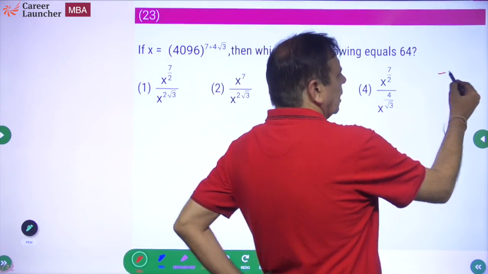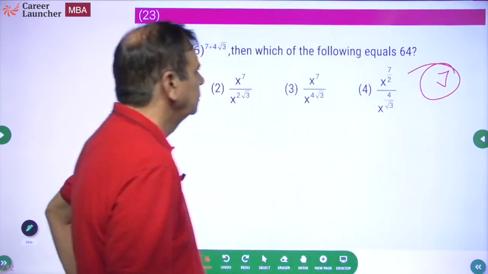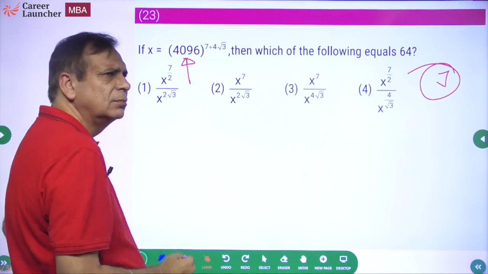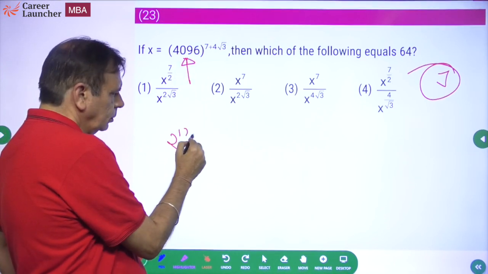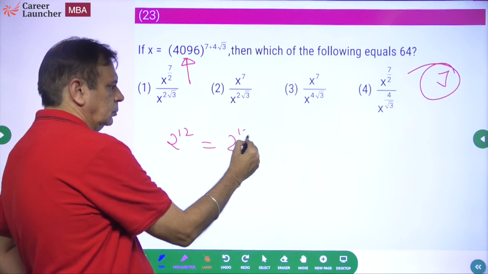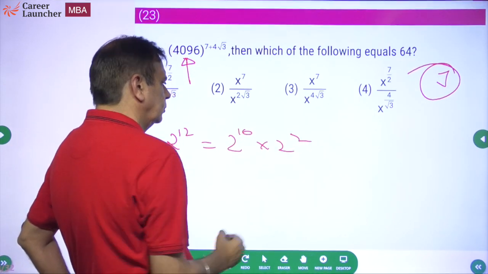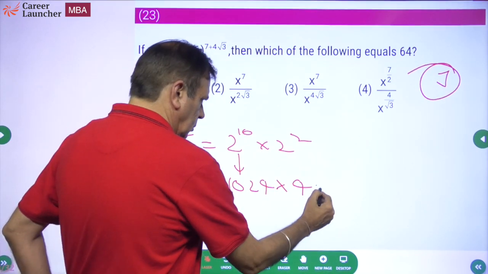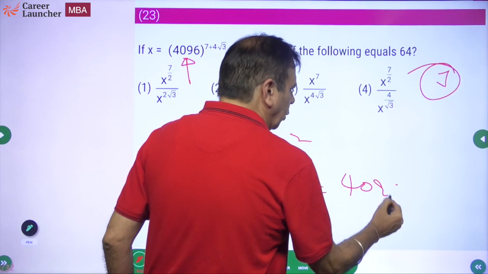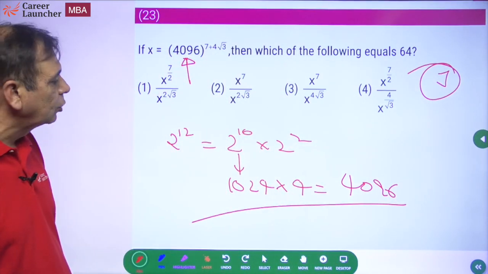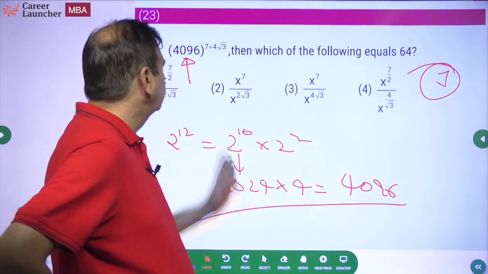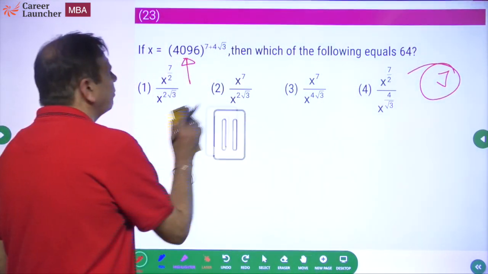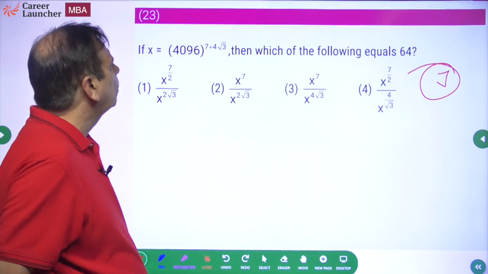Yes, this is a slightly difficult question, but let's see. Jugaad. Do you remember what this is? I hope you remember, because this stuff is something you should remember. Powers of 2, 4096 is a very, very famous number. You should be able to straight away identify and say this is nothing but 2 to power 12.